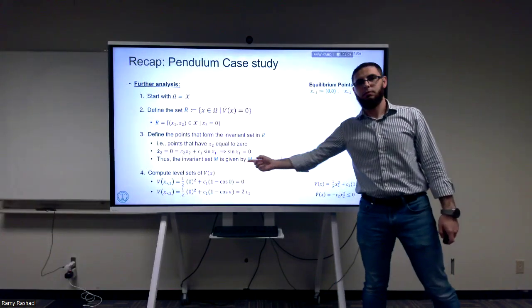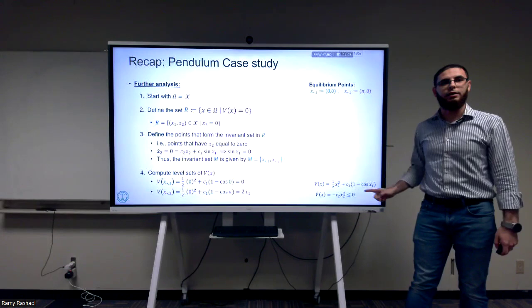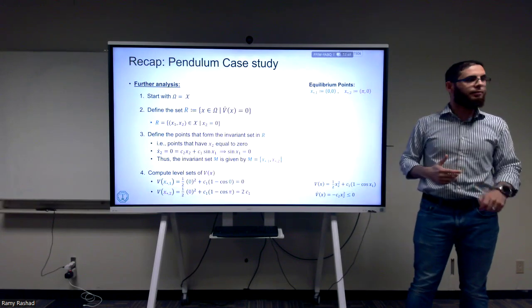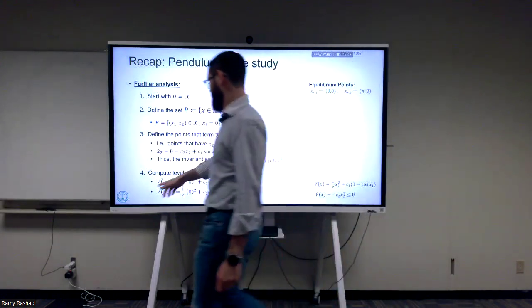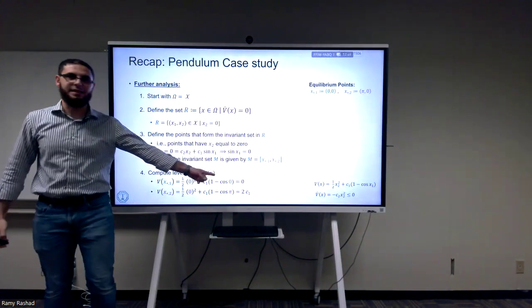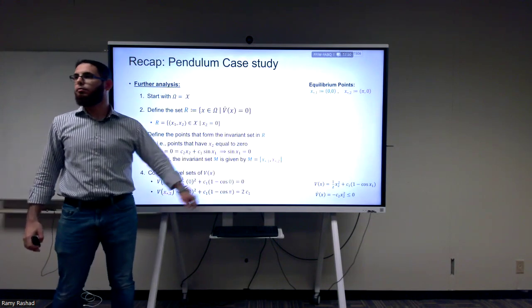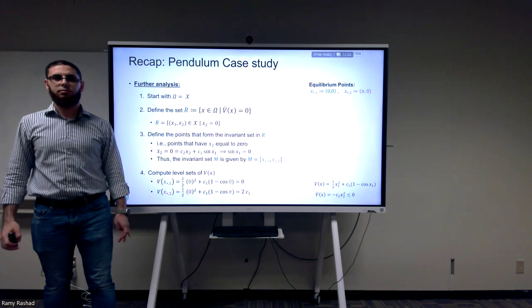Substitute the first equilibrium point in V, and substitute the second equilibrium point in V, and see what numbers you get. If we substitute the first equilibrium point in V, we get 0. If we substitute the second one, we get 2C1. What does that tell us?